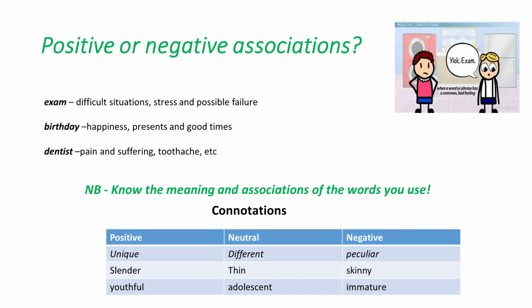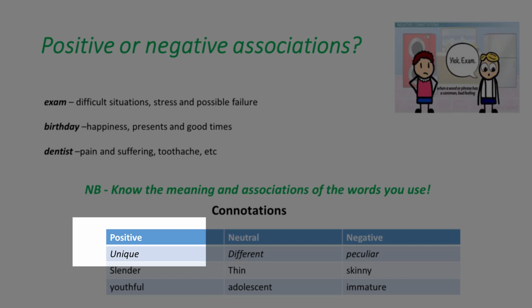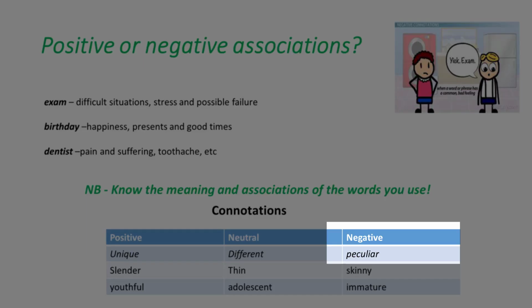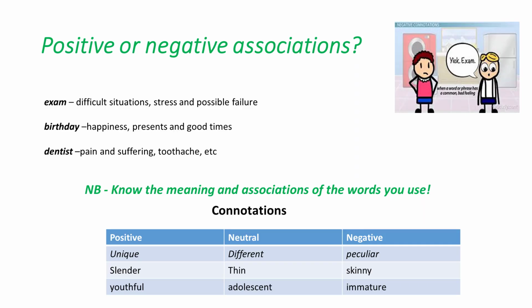This is particularly useful when you're writing an important email at work to a potential client. For example, when describing a new technology to a client, it's better to call it a unique technology which has positive associations of creativity and quality. Of course, you could call it a different technology, which is fine, but it doesn't make your technology sound special or superior to any other. Finally, if you call it a peculiar technology, it sounds as if there is a strange or possibly unreliable aspect to your technology. So be careful about the choice of words you use. They can make a big difference.